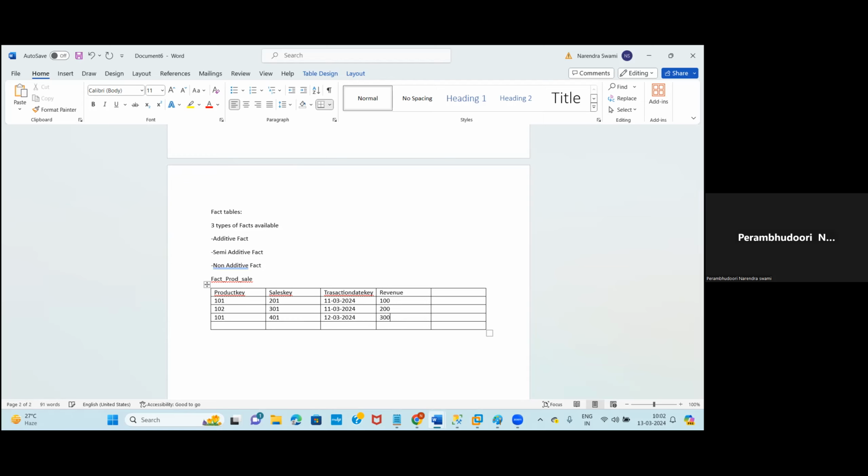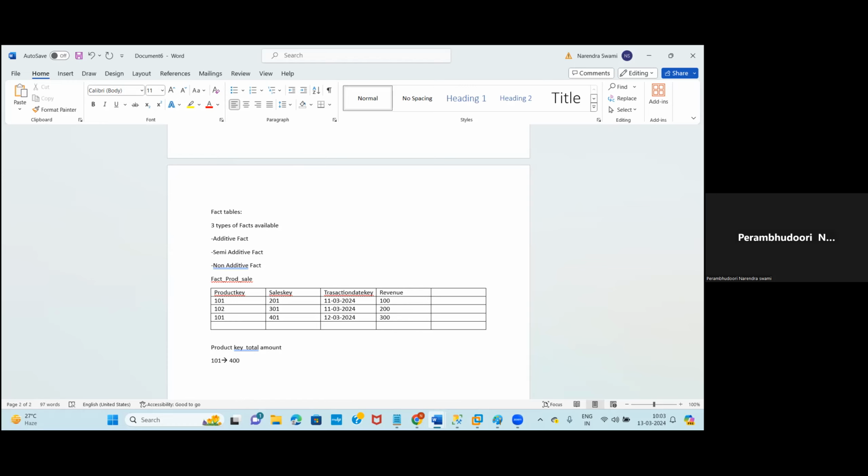And there is a 300. Okay. From this data, if you want to know on a particular product what is the revenue generated, what we'll do is take the product key as well as the total amount. So the product key is something like 101, and the total amount is something like that. We are going to sum this revenue: 100 and 300. That means 400 is the total amount.